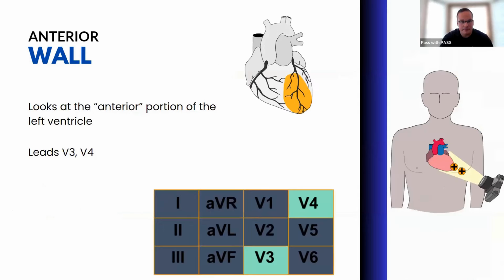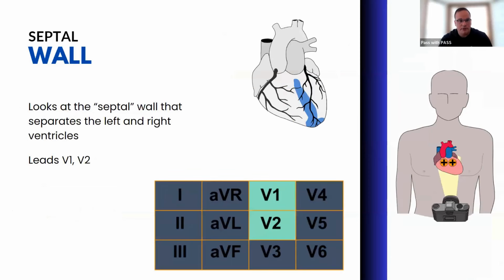The anterior wall looks at the anterior portion of the left ventricle, and that is achieved through V3, V4. The septal wall looks at the septum that separates the left and right ventricles, which is achieved by leads V1 and V2.